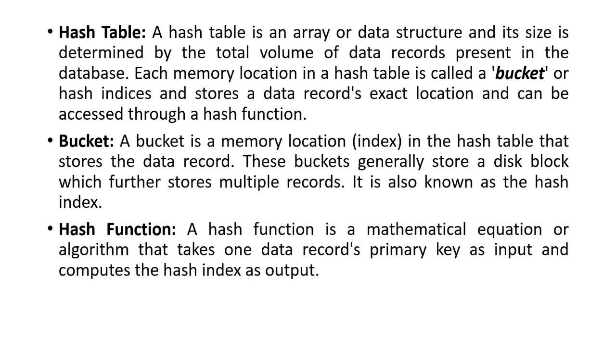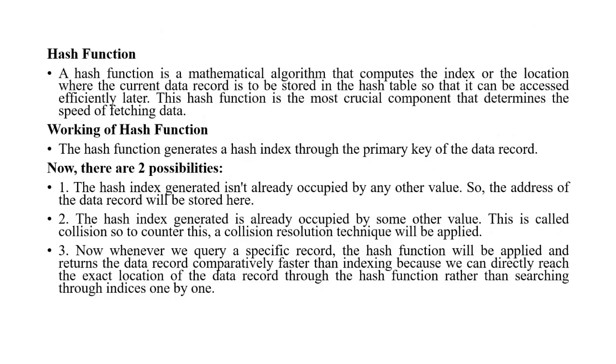A hash function is a mathematical equation or algorithm that takes a data record's primary key as input and computes the hash index. With an example, you can understand what the hash table, buckets, and hash function are very easily, and then we can see how hashing works. We have to do some permutations and combinations in order to store the data records. The hash function generates a hash index from the primary key of the data record. There are two possibilities.